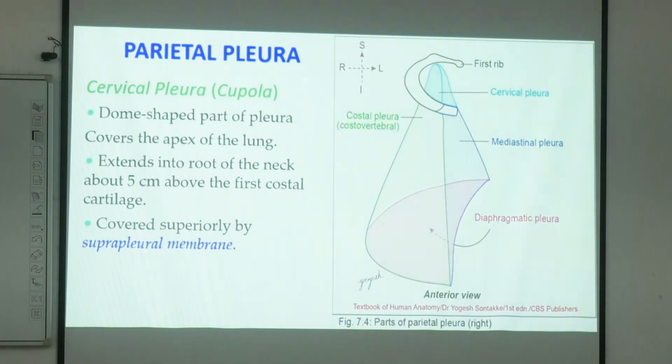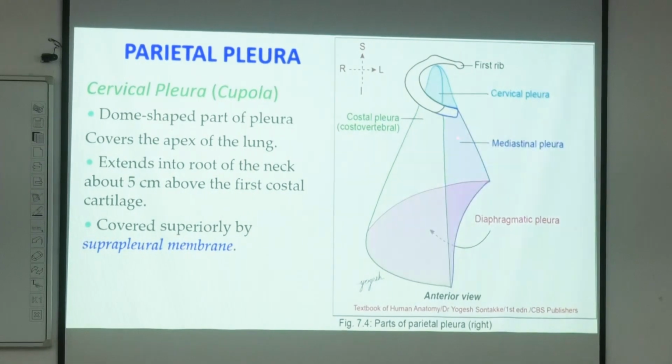Now, cervical pleura, also known as cupola, is the dome-shaped part of pleura that covers the apex of the lung. Here is the cervical pleura. It extends into the root of the neck about 5 cm above the first costal cartilage and is covered superiorly by the suprapleural membrane or Sibson's fascia. Okay, yesterday you learned Sibson's fascia. It is attached along the inner margin of the first rib. So it covers the cervical pleura.